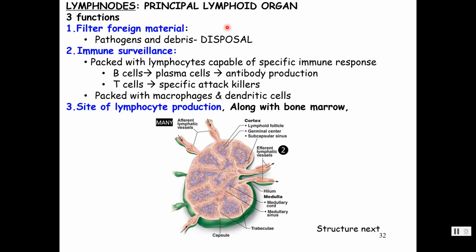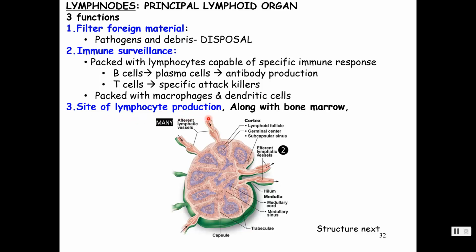The 3 functions of a lymph node: they are going to filter foreign material from the lymph, so pathogens, cellular debris. They have a disposal function. Lymph nodes are going to be packed with immune surveillance cells, so packed with those B lymphocytes to make antibodies, and those T lymphocytes that are specific attack killers. And we also have our macrophages and our dendritic cells, those phagocytic white blood cells. So we're going to have immune surveillance, and if a lymphocyte meets its antigen, the one it's specific and destined to respond to, this is also a site of lymphocyte production.